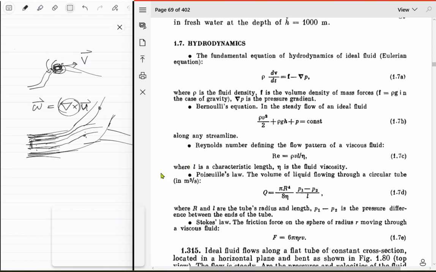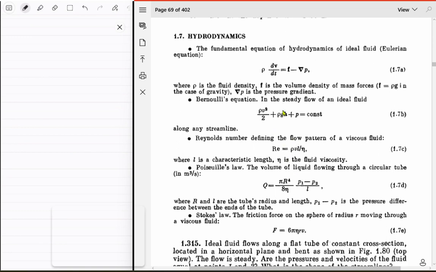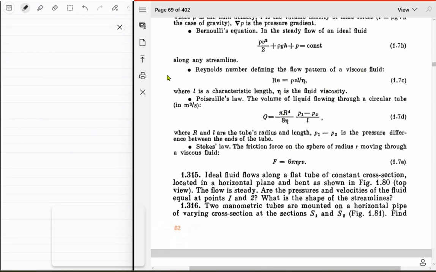Okay, next thing, which is, what's this? The Reynolds number defining the flow pattern of a viscous fluid. So this I haven't done in detail, and I don't know why they use this thing, but the Reynolds number is proportional to the inertial forces upon the viscous force, if that makes sense. So viscosity, of course, is related to the viscous force, and rho VL is kind of like inertia, not exactly, but that makes sense, right?